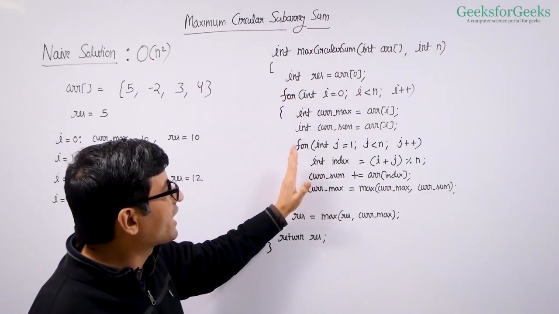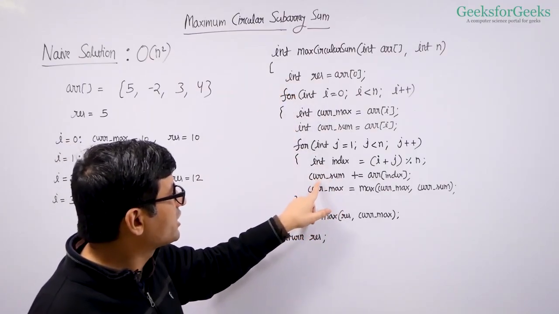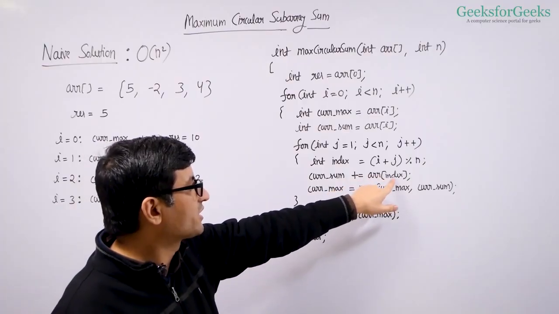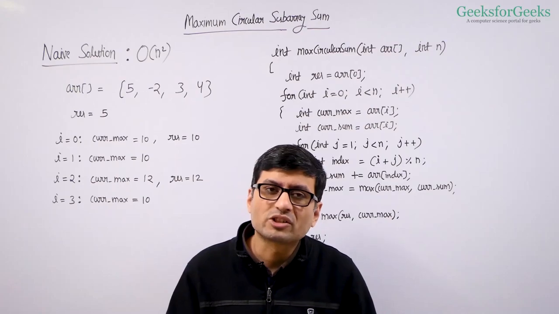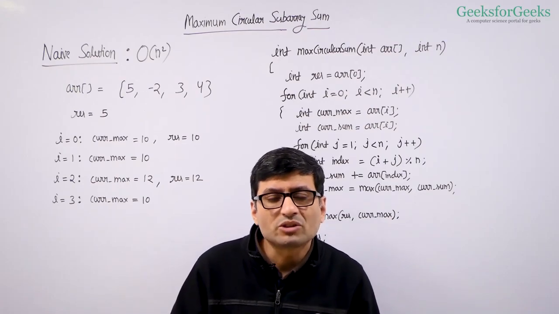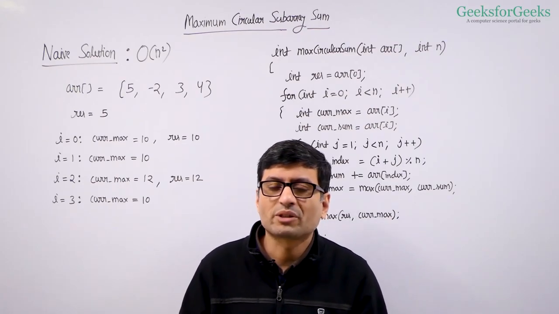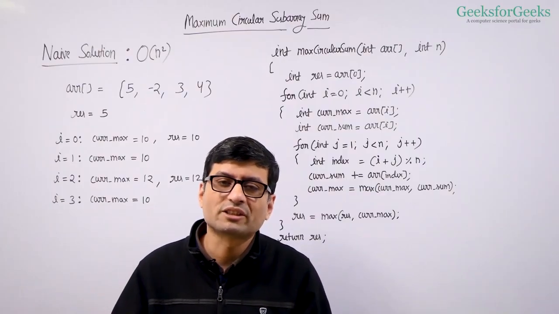Every element that we add to the subarray, we update current sum equal to current sum plus the element. So for every element, there can be n subarrays that begin with it. This happens only in the circular case, right? Because in circular, you can move back and then have a subarray.